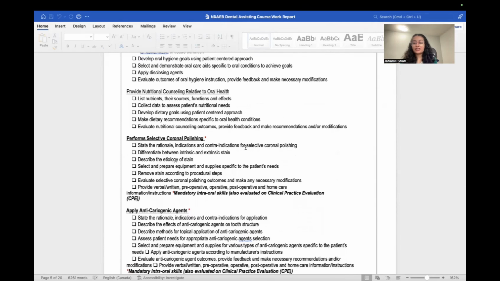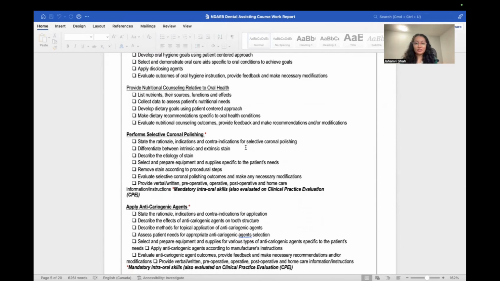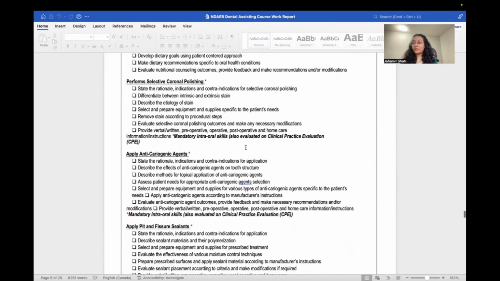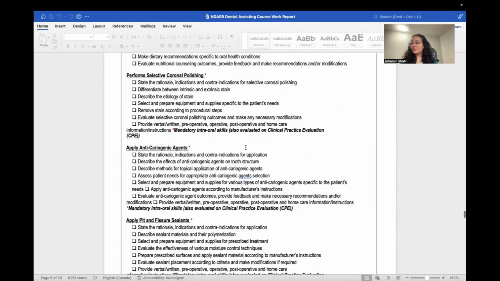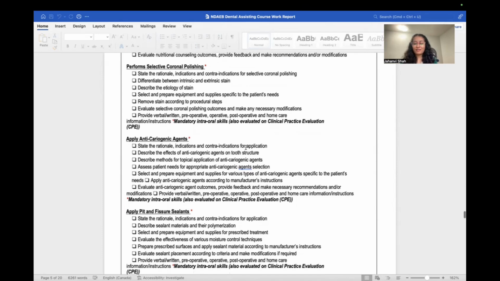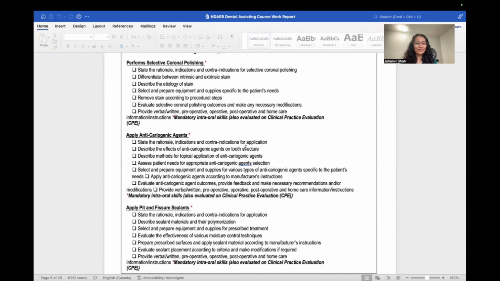Provide nutritional counseling relative to oral health, like their sources, their functions, effects, everything. Perform selective coronal polishing, again one of the most important ones, which is checked on your CPE. Removing stain according to the procedural steps. Differentiate between an intrinsic stain and an extrinsic stain. Etiology of stain, I think we studied that in periodontology if I'm not wrong. Let's see when we go further down there.